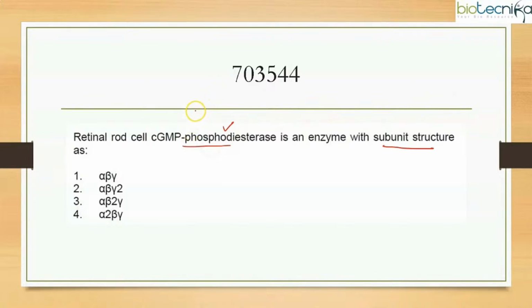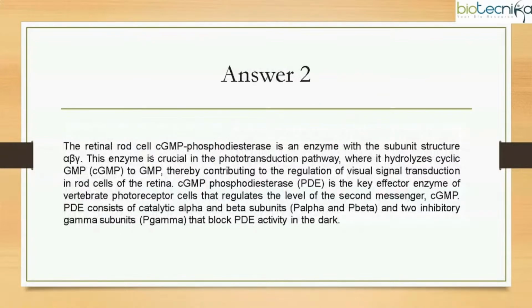Some students have already answered. Yes, the correct answer over here is option 2, that is alpha beta gamma 2. The cyclic GMP phosphodiesterase is an enzyme with the subunit structure alpha, beta and gamma, so it has these 3 polypeptides. This enzyme is crucial in the phototransduction pathway, where it hydrolyzes cyclic GMP to GMP. In this way, it contributes to regulating the visual signal transduction in rod cells of the retina. So basically it helps in vision.